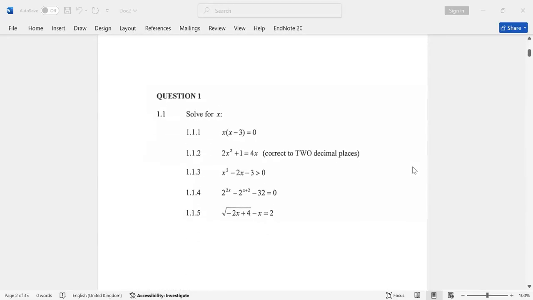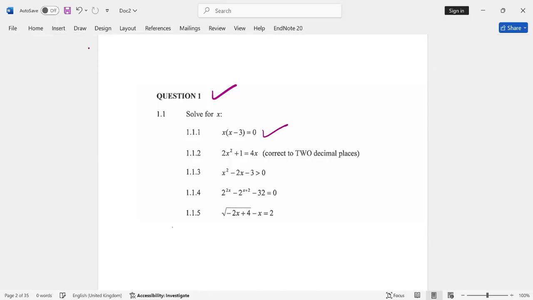So question number 1 we have over here. Question number 1 has 5 subparts. 1.1 having 5 subparts. So first of all, we have solve for x. 1.1.1. We have to find out the value of x, okay?